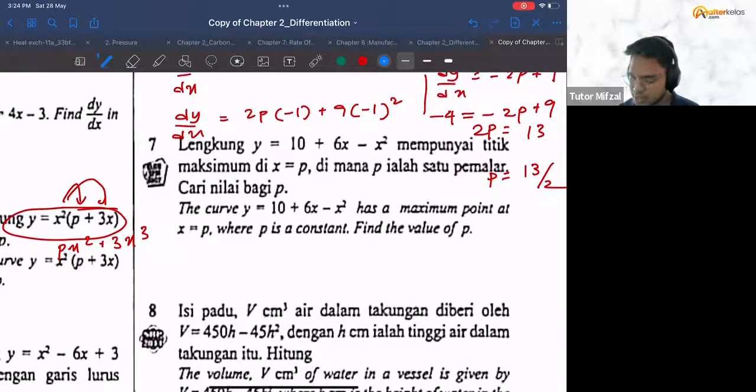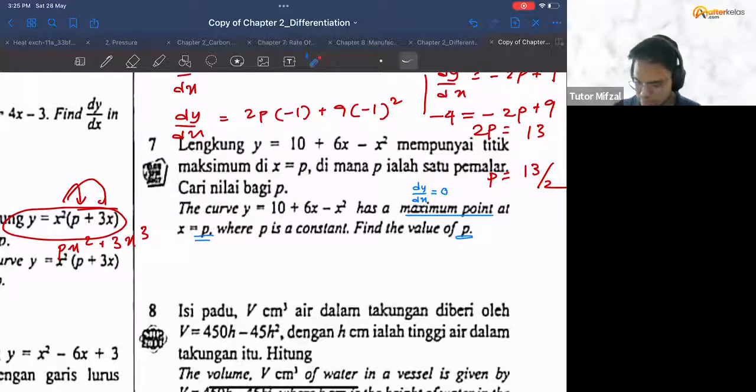So dia kata kat sini that the curve y equivalent to 10 plus 6x minus x square has a maximum point. Okay, remember kalau dia kata maximum point, dy over dx equivalent to 0. Okay, dy dx equivalent to 0. At x is equivalent to p, where p is a constant, find the value of p. Well, this is a straightforward question. Kenapa I kata this is a straightforward question? Because all you need to do is just buat dy dx equivalent to 0 and find the value of x. Itu saja. Because dia kata kat sini, x is equivalent to p.